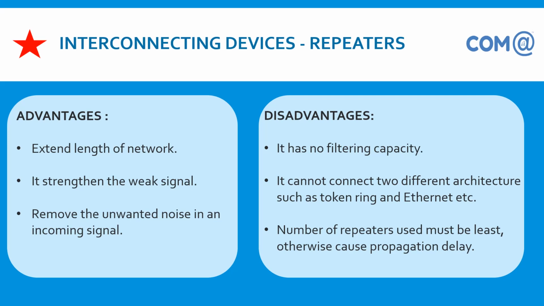Like Ethernet means only Ethernet. It cannot connect Ethernet and token ring together. So the number of repeaters must be limited. Since it is used for boosting the signal, we cannot keep on building repeaters, and countless repeaters are not allowed, and it will again bring us low performance.